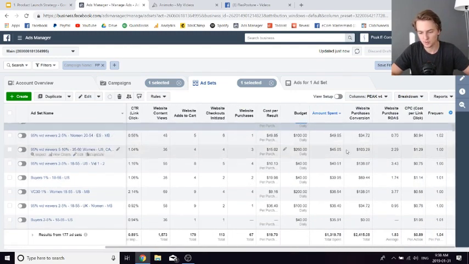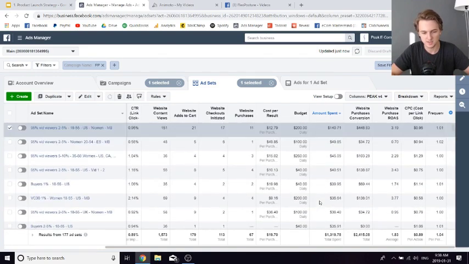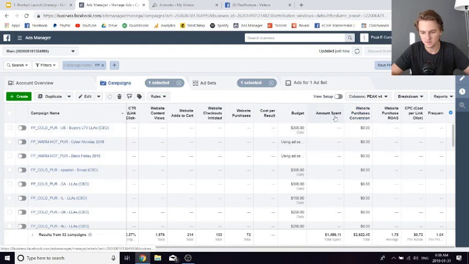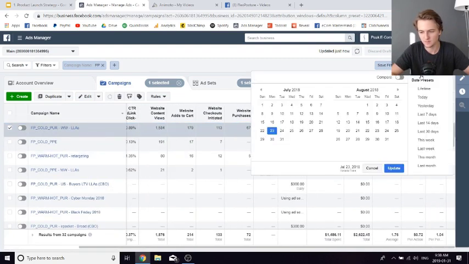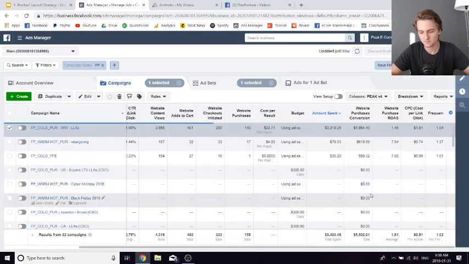But that's what I was doing at this point, really mainly just scaling horizontally, testing all these different audiences. And so let's go on to the next day, to the 24th. And so now the return on ad spend started dipping a little bit, but retargeting was doing quite well. But this, I spent a lot more.